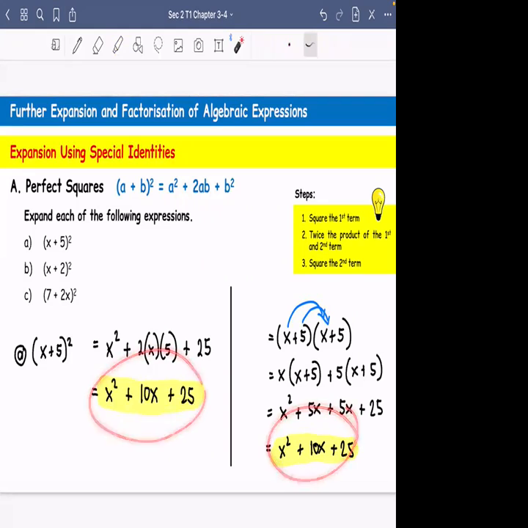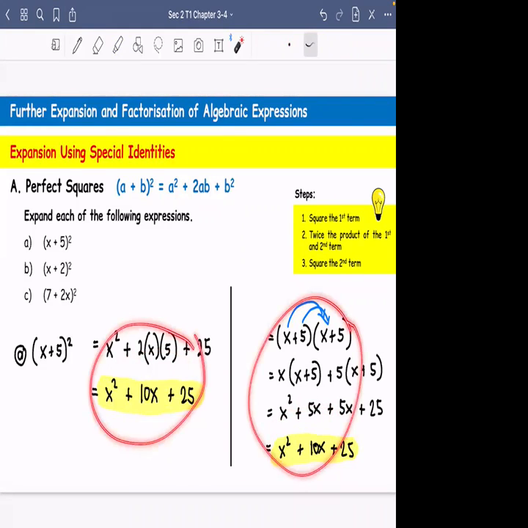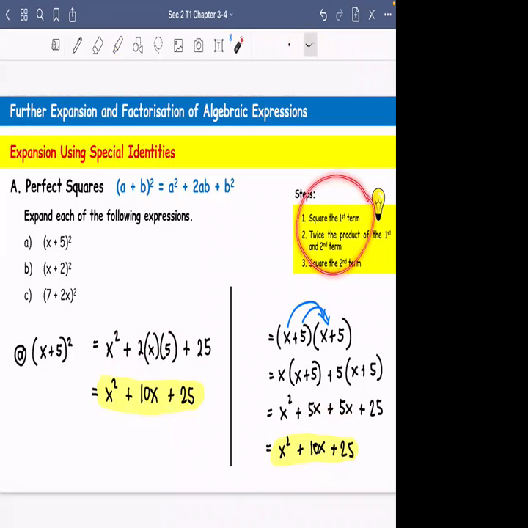So it's up to you if you want to use the long method or the short method. But these steps here are for the short method, because it may take some time, especially when you're in higher mathematics. It may take some time to do this, but it's up to you if you want to use this method. We can now use a shortcut for this identity.